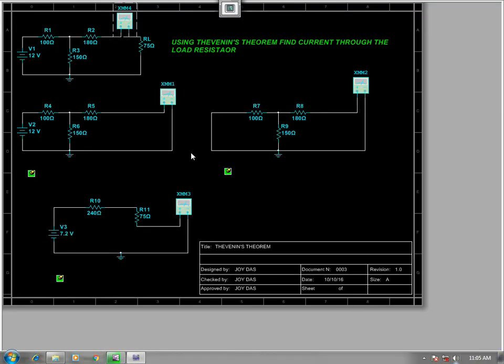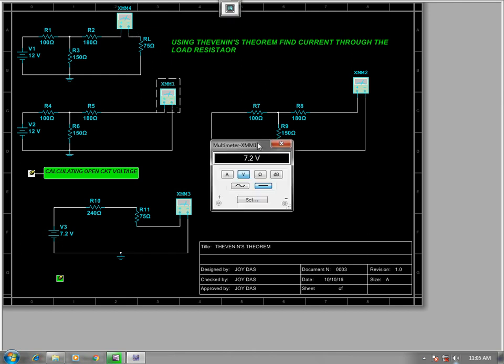Now what we do in a network theorem like Thevenin's theorem, we first disconnect the load, that is 75 ohms, that is RL here, and we make this port open and measure the voltage from here, calculating the open circuit voltage. It is called VOC or VTH, that is Thevenin's equivalent voltage, and we found it to be 7.2 volts.